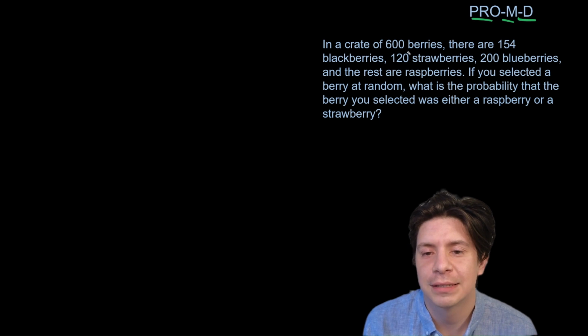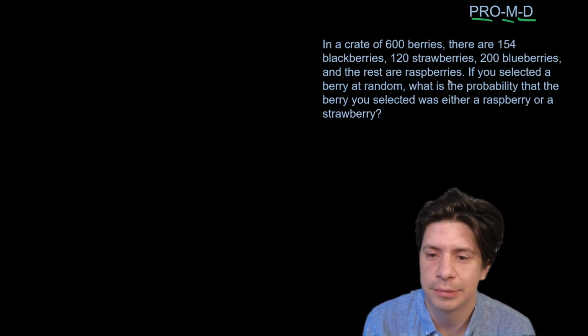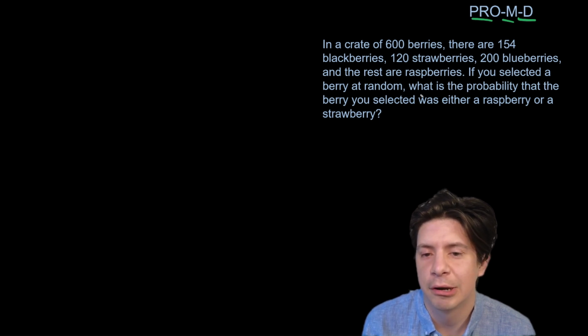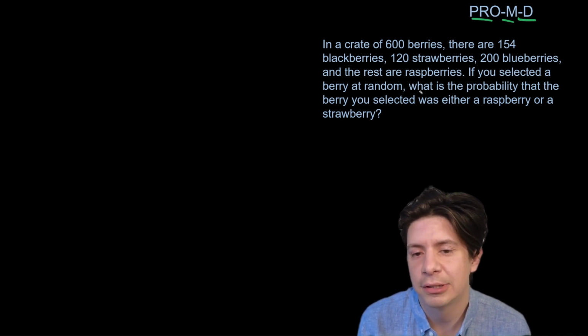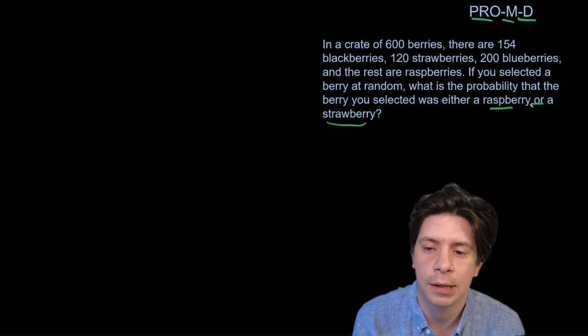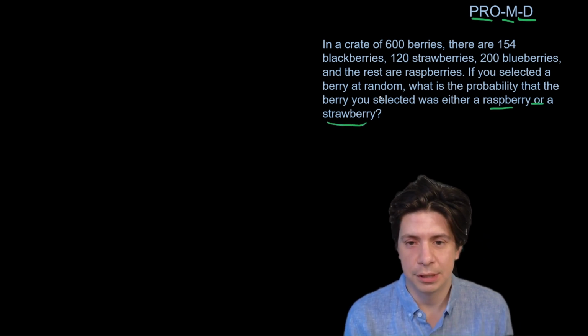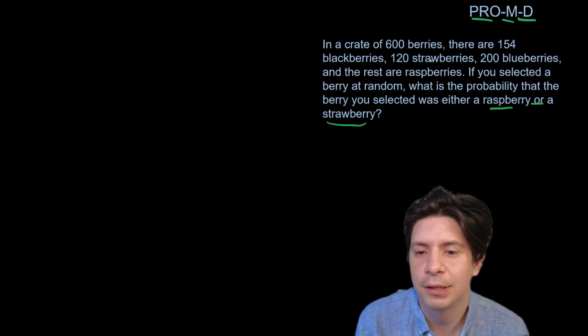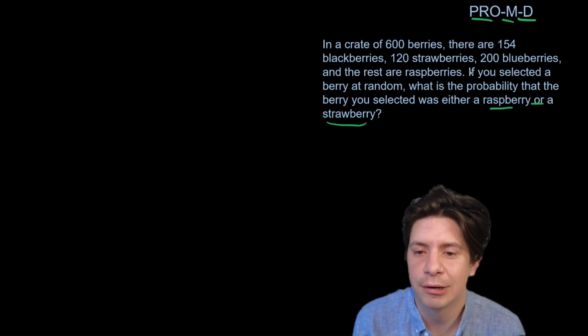In a crate of 600 berries, there are 154 blackberries, 120 strawberries, 200 blueberries, and the rest are raspberries. If you selected a berry at random, what is the probability that the berry selected was either a raspberry or a strawberry? So the fact that it says or means you're going to add up the probabilities of each. To find the probabilities of each, you just find the total number of berries of each.